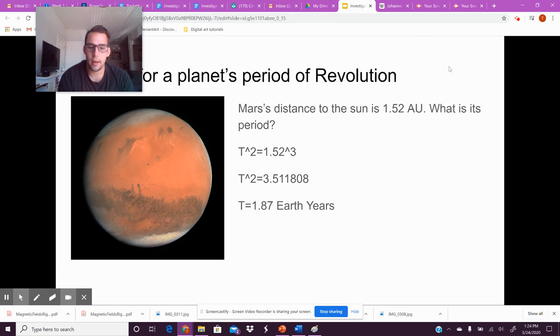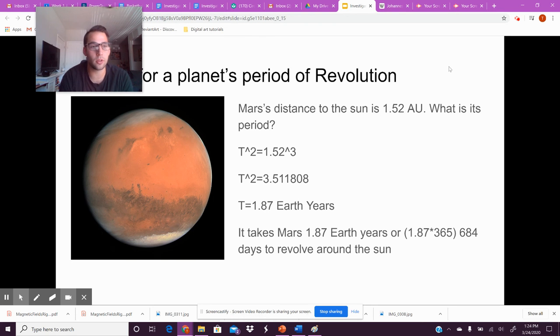What does that mean? If you want to put it in better terms, we can multiply it by 365 days in a year, and we will get how many Earth days it takes for that planet to go around the sun. So what we figured out is that it takes 684 days for Mars to go around the sun, to create one complete orbit.